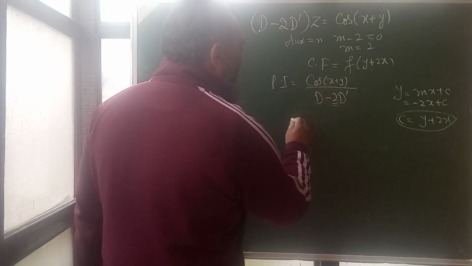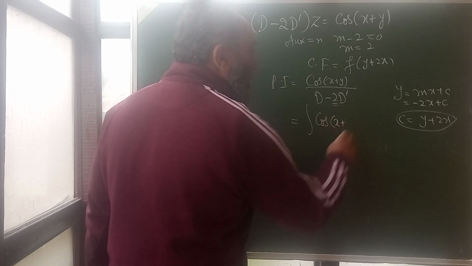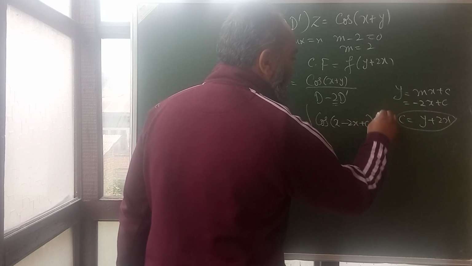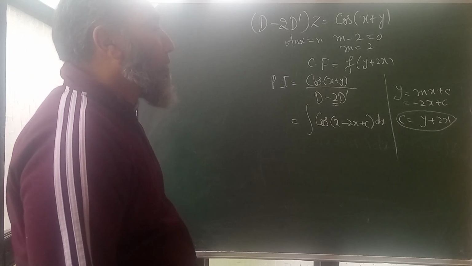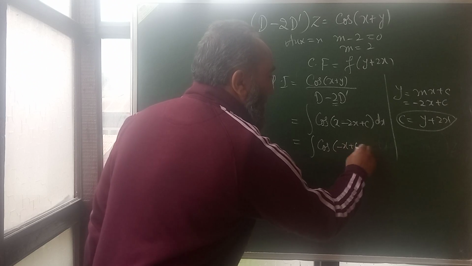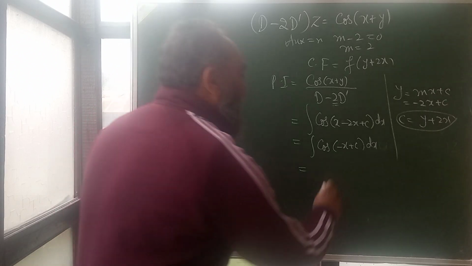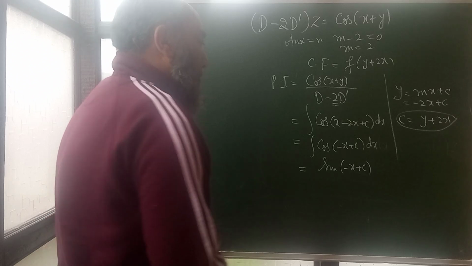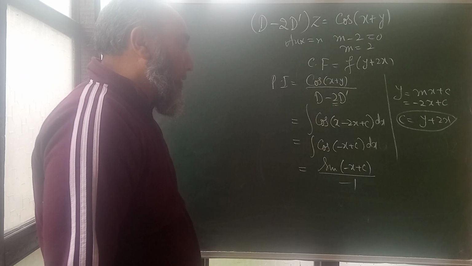Now, let me use the formula. What is the formula? Integral of cos of x, replace y. y is minus 2x plus c, dx. This is it. Replace y by mx plus c, m is minus 2, so it is cos of minus x plus c, dx. What is the integration of cos? It is sine of minus x plus c, and divided by minus 1 because it is minus x over here.